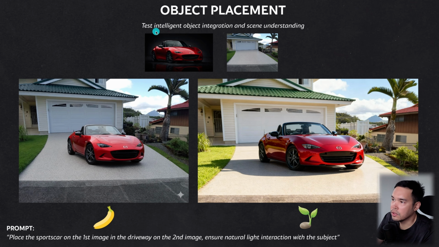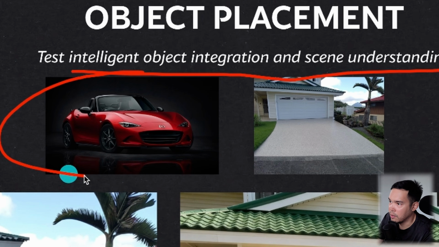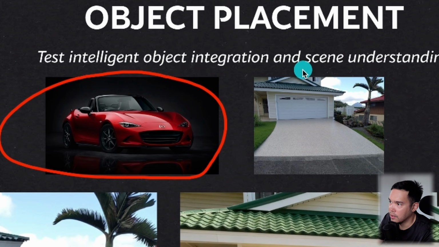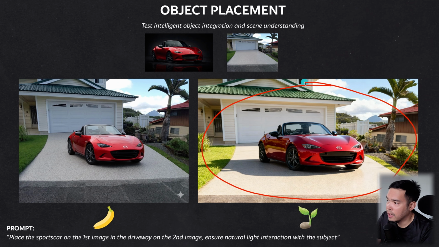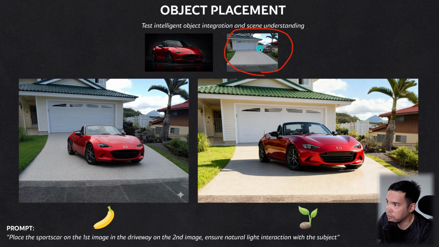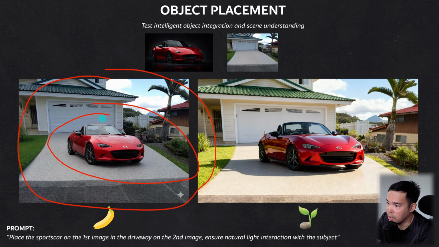So this is simply to test intelligent object integration and scene understanding. So I gave it an image of this Mazda Miata and a driveway. And here again, we see different approaches per model, right? We can see that on first glance, the Seedream generation does look better, but you can also see that it changed the lighting significantly from the base image of the driveway. Now the driveway is sunny. And as for Nano Banana, it kept the lighting on the driveway base image exactly the same. And it kind of did integrate the car properly as well.